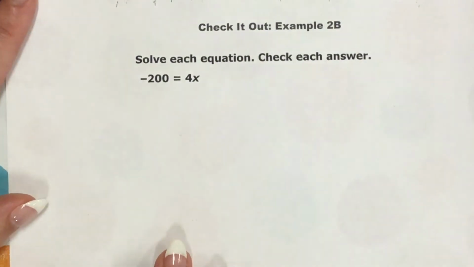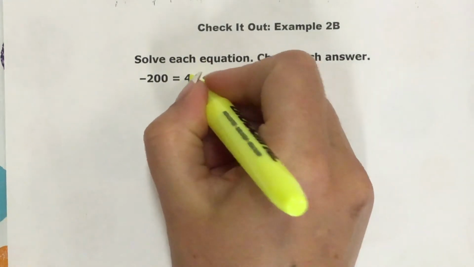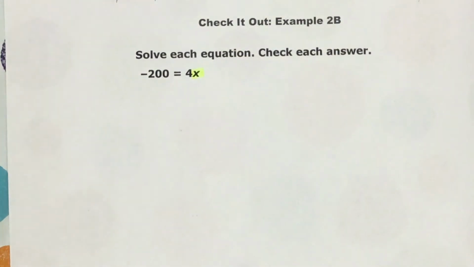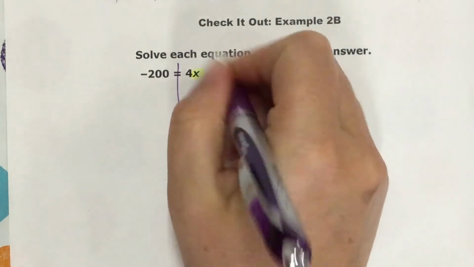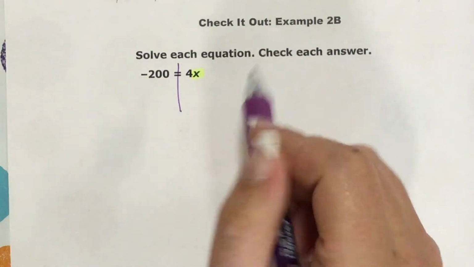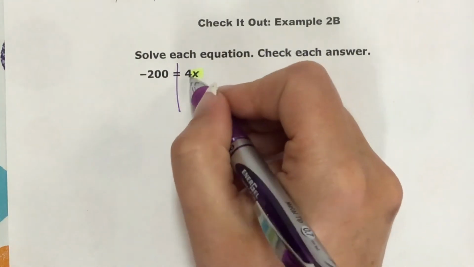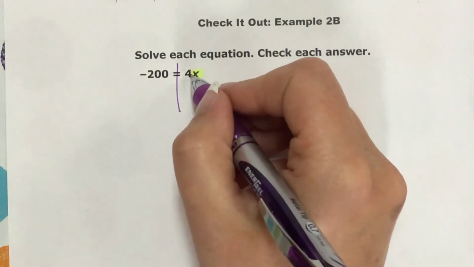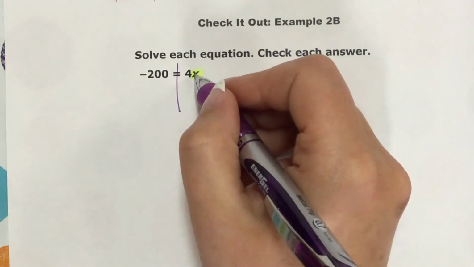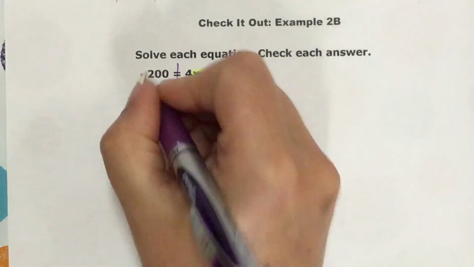Okay, we have negative 200 equals 4x. We are trying to get x by itself. Is x on this side of the equation, and is it by itself? No, there's this 4. Well, how is 4 related? Through what operation? 4x is the same thing as 4 times x, so it's multiplication. So we have to do the inverse operation of multiplication, which is division. So we're going to divide both sides by 4.